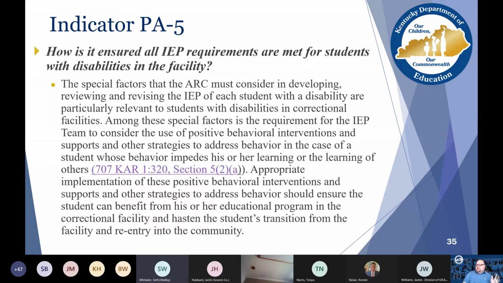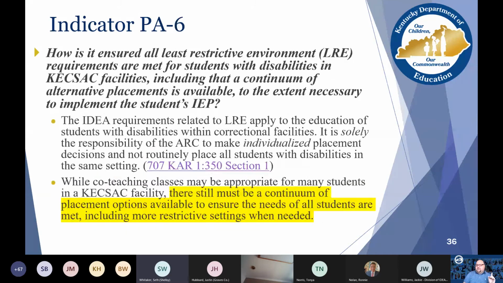that of others? So in other words, you have to evaluate to see, is the behavior a factor in the disability of the student? Is there an effect? Special factors must include that they're particularly relevant requirement to consider the use of PBIS and other strategies to address behavior with those students.